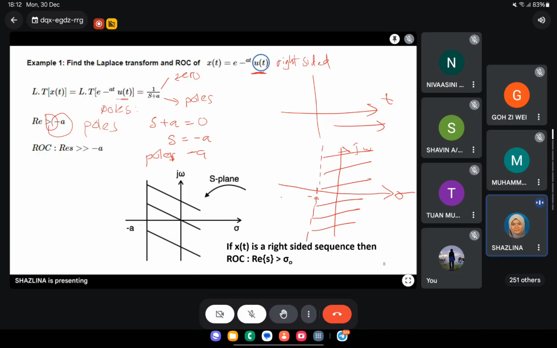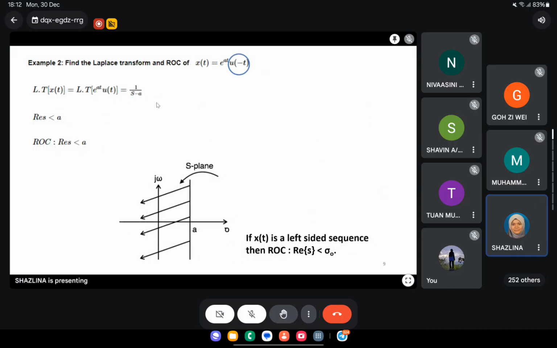Okay, so this is how you define your ROC. The important thing is to find the pole. The pole is from the denominator of the equation.